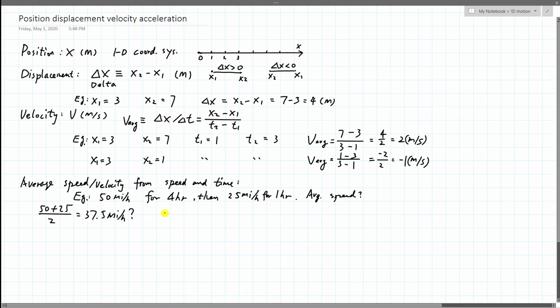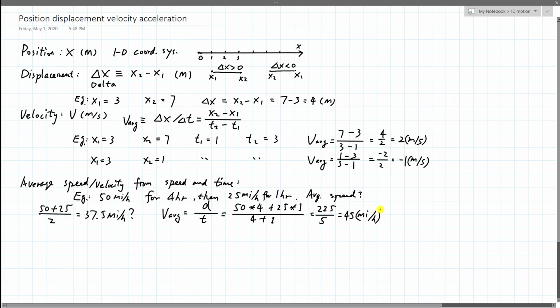So this is how to calculate the average velocity. Total distance over total time in this case. So the total distance is 50 miles per hour times 4 hours, and then 25 miles per hour times 1 hour, and divided by the total time, 4 hours plus 1 hour. Right, so this is 225 over 5. Yeah, I made up the numbers to make it easier, so I just divide: 225 over 5 is 45 miles per hour.